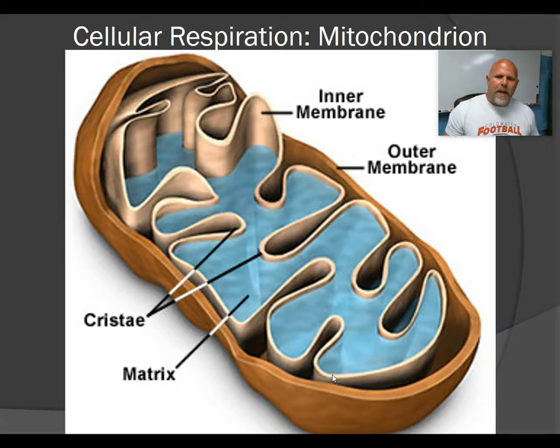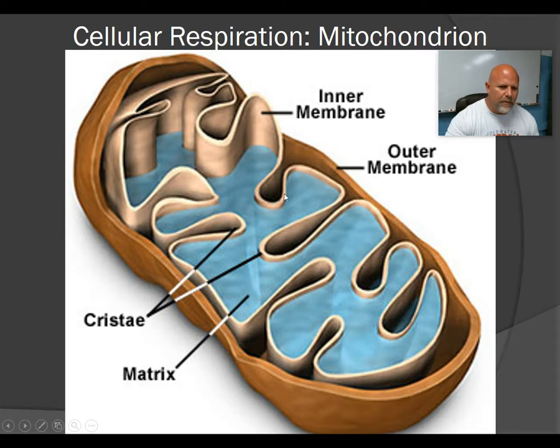Today we're going to talk about what can happen if oxygen is available in this cell respiration process. So this is a mitochondria. Mitochondria have a few important structural characteristics that we want to look at. One is that they have an outer membrane.